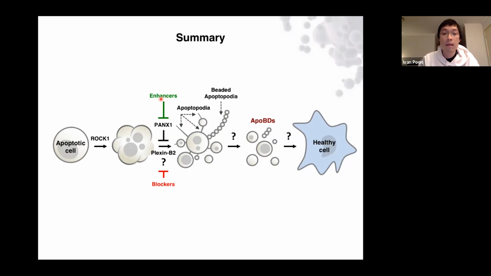So the dream for us is that if we can work out why we need cells to break apart, and also in particular in disease settings, we potentially have drugs available to target this process in those diseases.